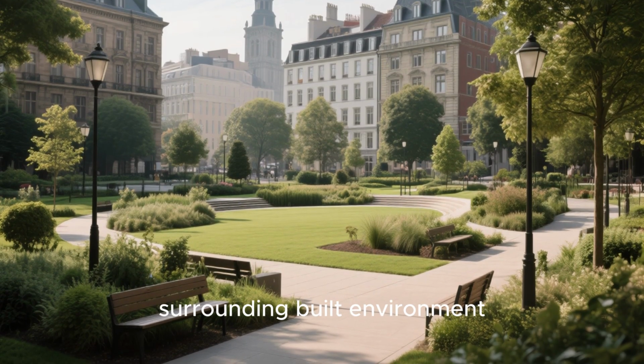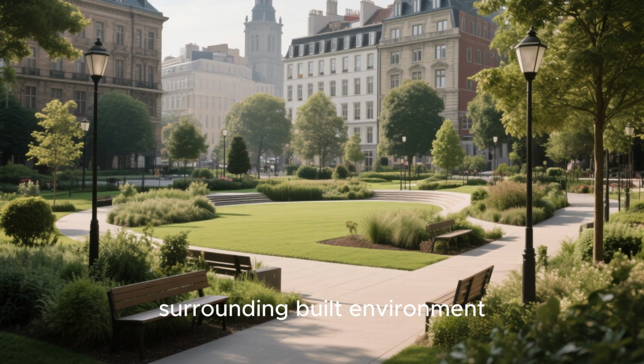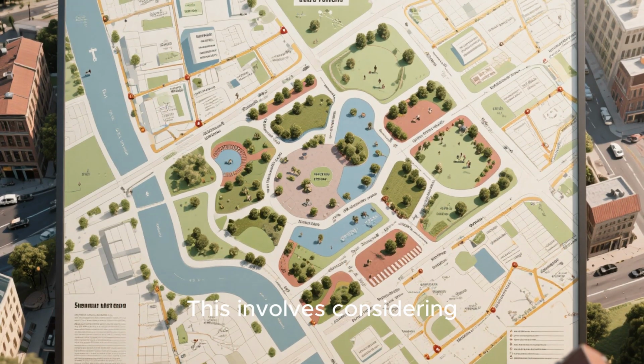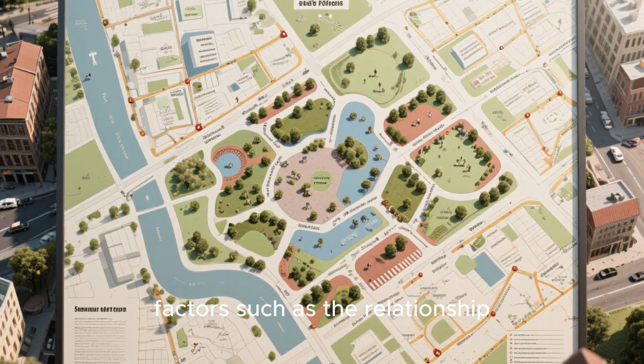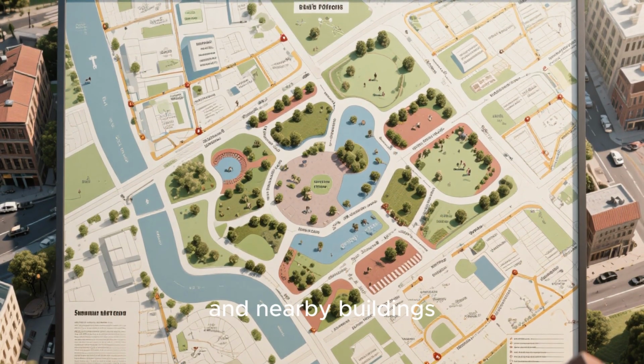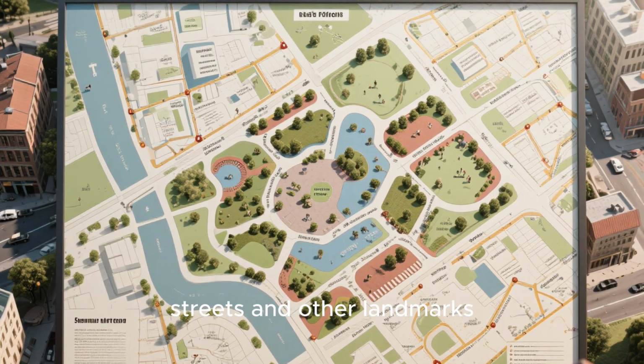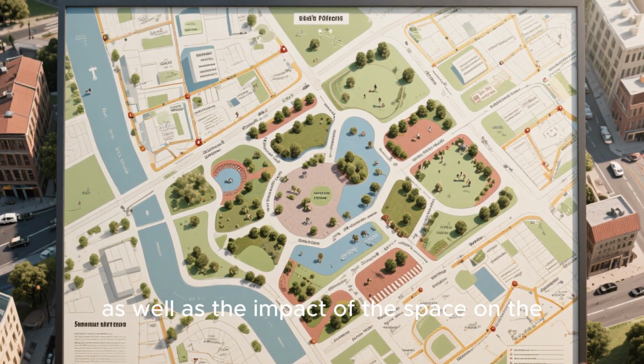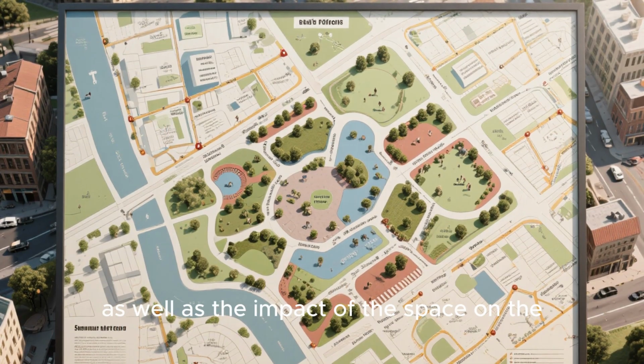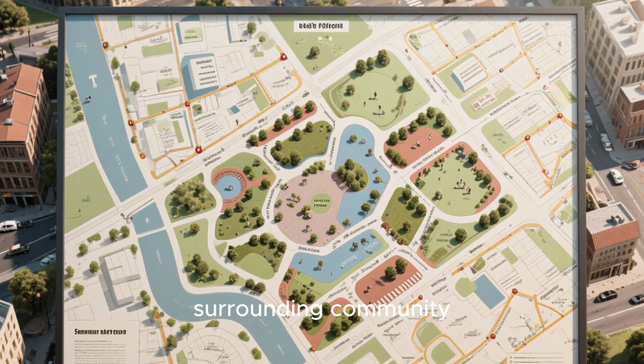In addition to considering the needs of the community, we also think about how the space will interact with the surrounding built environment. This involves considering factors such as the relationship between the space and nearby buildings, streets, and other landmarks, as well as the impact of the space on the surrounding community.